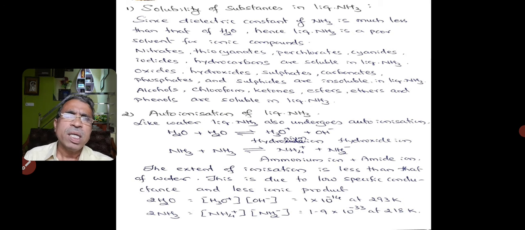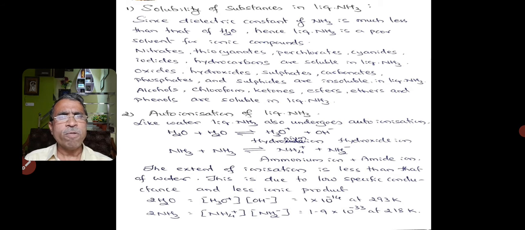Coming to the second one, known as autoionization of liquid ammonia, also called self-ionization of liquid ammonia. Like water, liquid ammonia also undergoes autoionization. Water undergoes ionization to form hydronium ion and hydroxide ion. Similarly, liquid ammonia also undergoes autoionization to form the ammonium ion, that is NH4+, and the amide ion, that is NH2-.